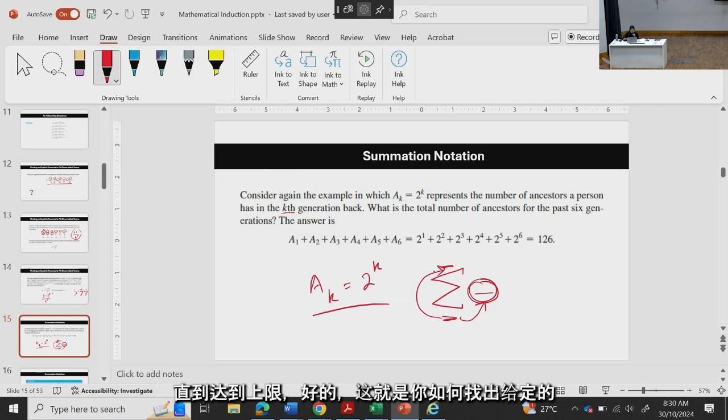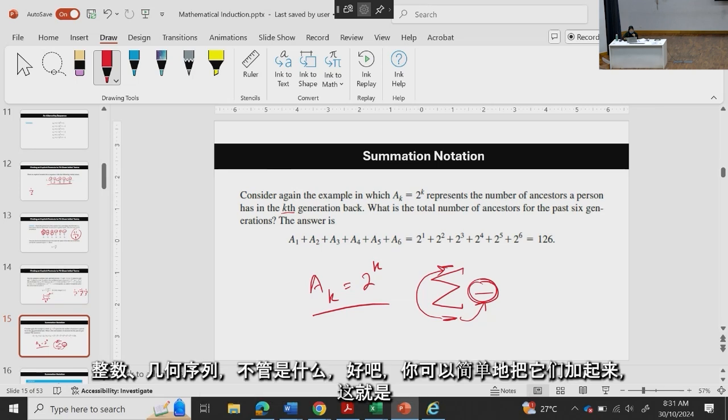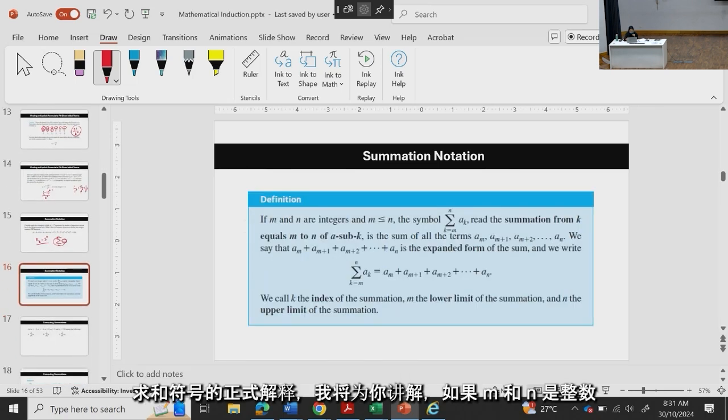Okay, so that is how you can find out, for a given sequence, the total number of ancestors, or the sum of some terms in a Fibonacci sequence, or the sum of the first few terms in a sequence of integers, a geometric sequence, whatever that is. You can simply add them up. This is the formal explanation of summation notation. I'll go through that for you.